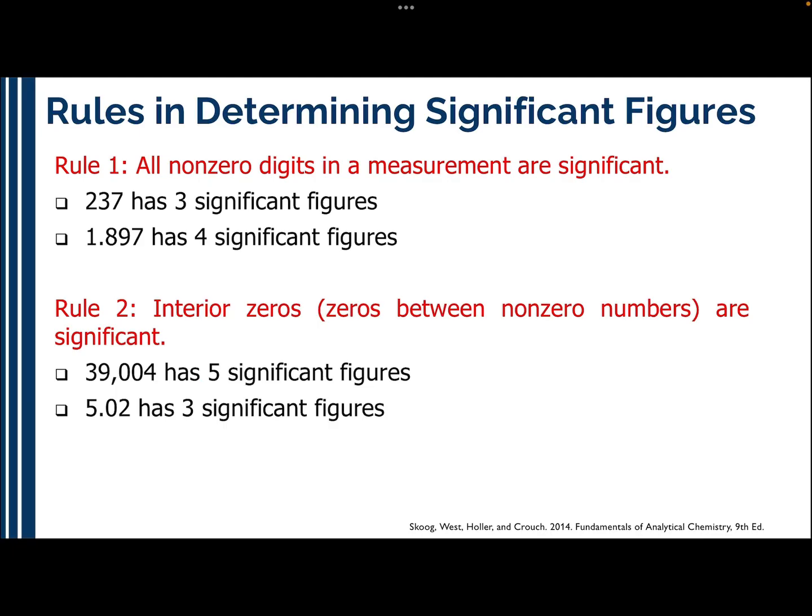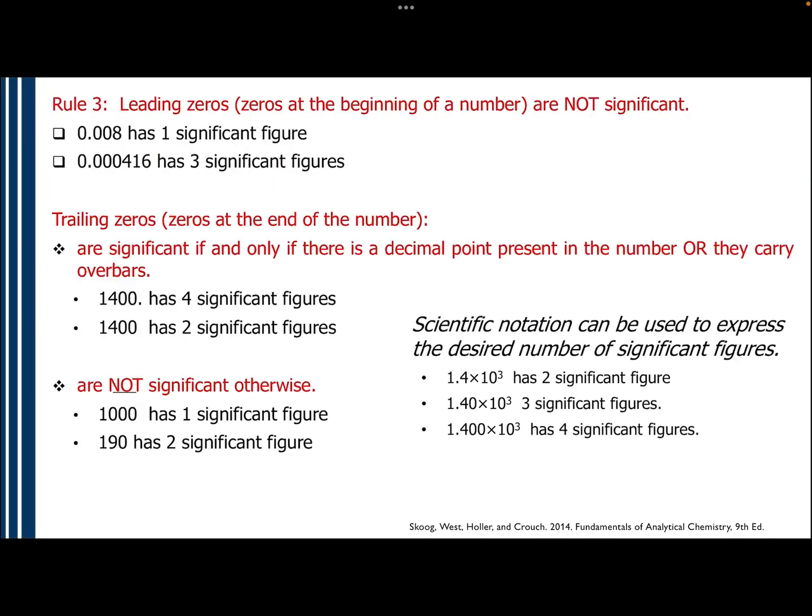Okay, these are the rules in determining the significant figures. All non-zero digits in a measurement are significant. So for example, 237 has 3 significant figures, 1.897 has 4. Interior zeros, or zeros between non-zero numbers, are significant. So 39,004 has 5 significant figures. Even with a decimal point, a zero in the middle is also significant.